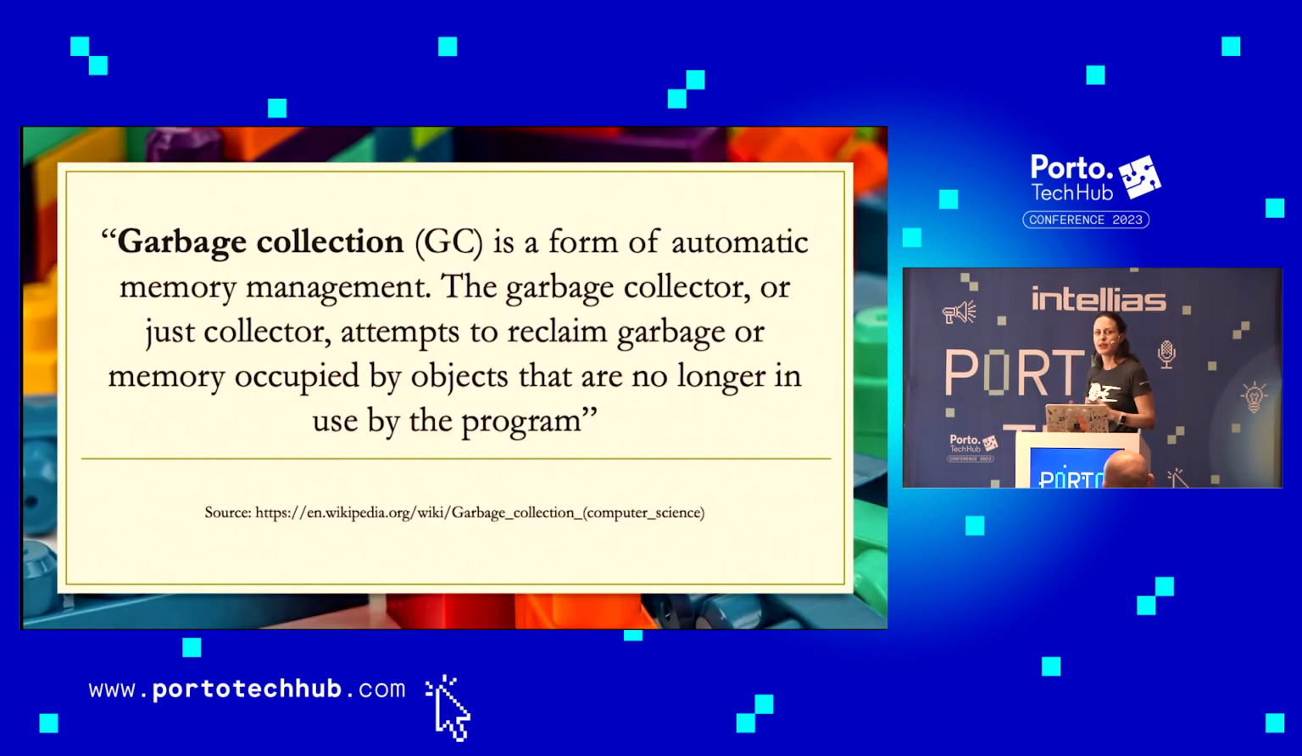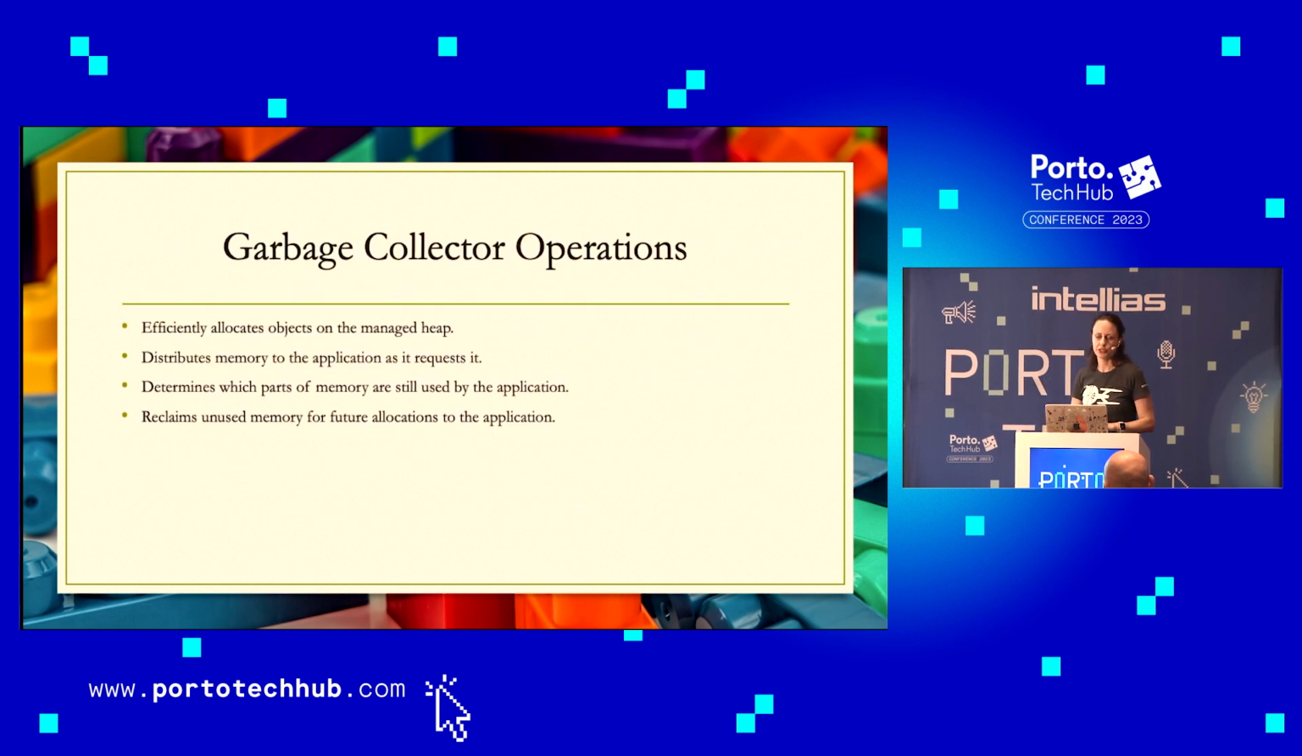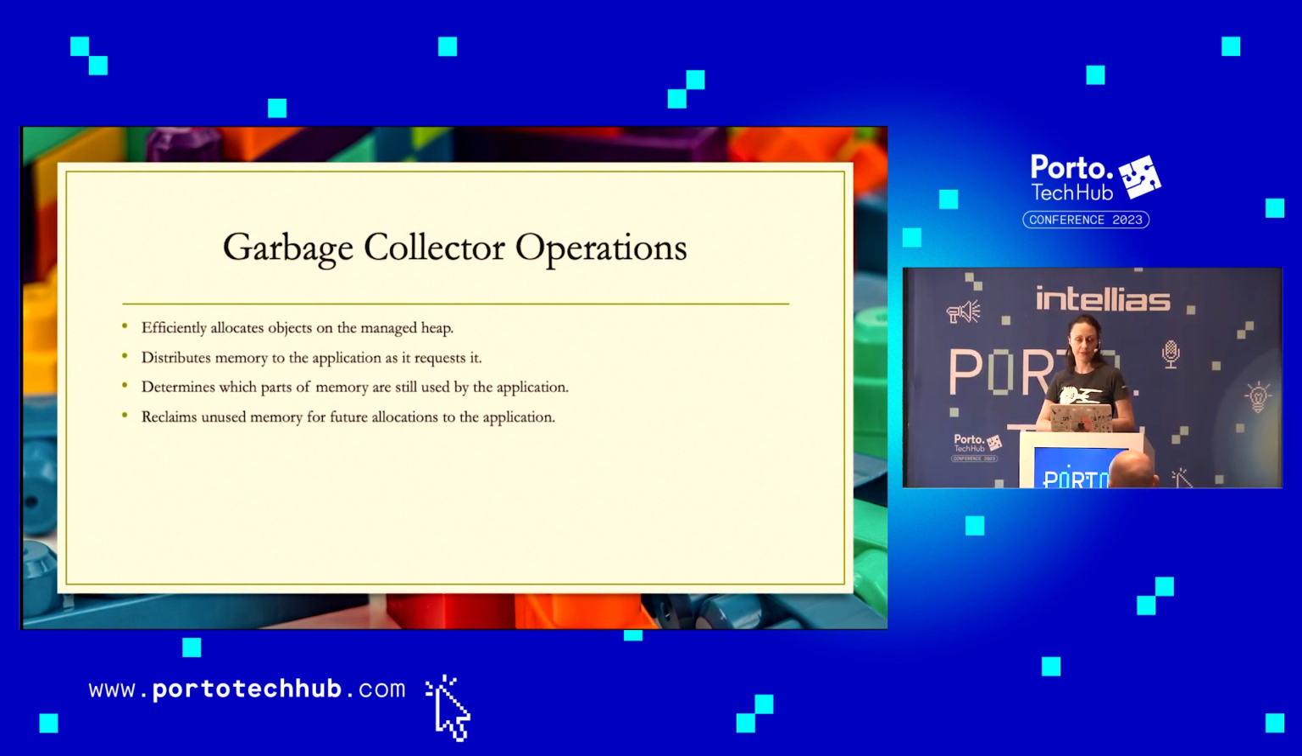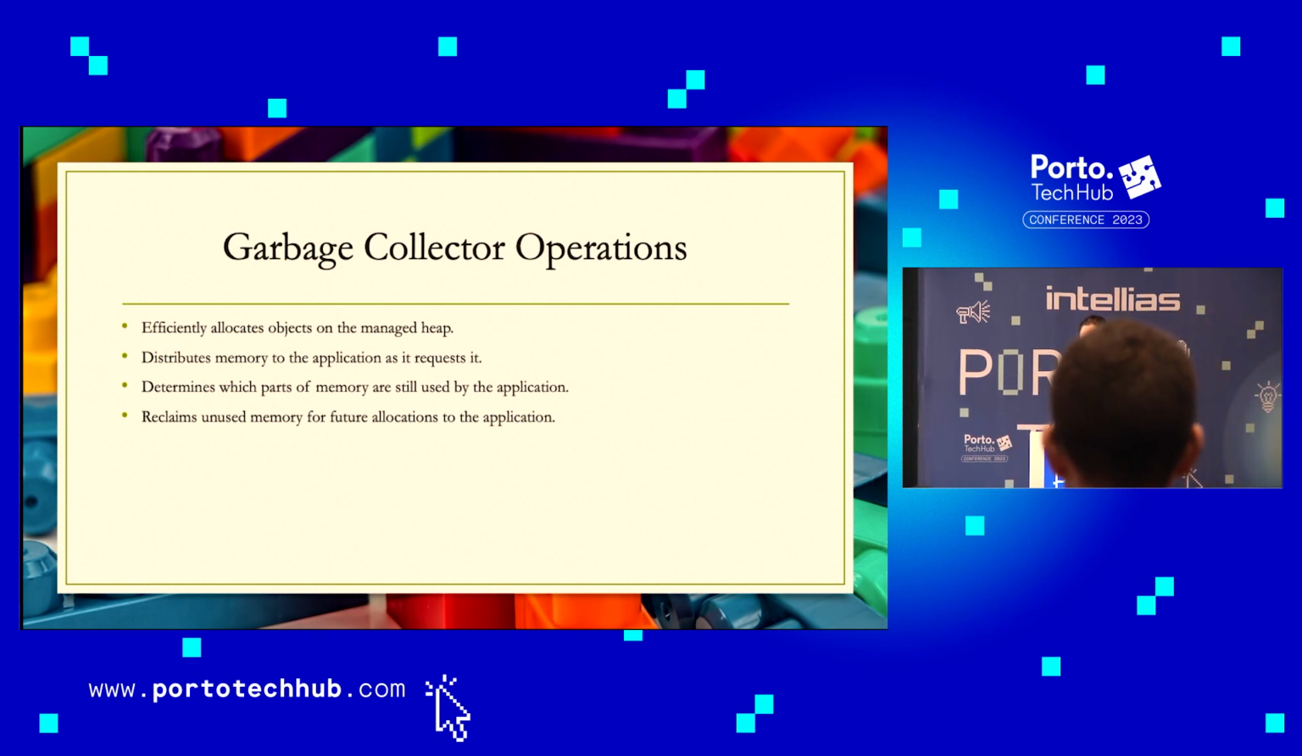Now, in Java, garbage collection means that a garbage collector tracks every object in the JVM heap, and it removes unused objects. That's pretty much the simple definition of garbage collection. But it essentially does 4 operations. It allocates objects on the managed heap efficiently, and it reclaims no longer used objects, clears their memory, keeps the memory available for future allocations, and that is great for us as developers.